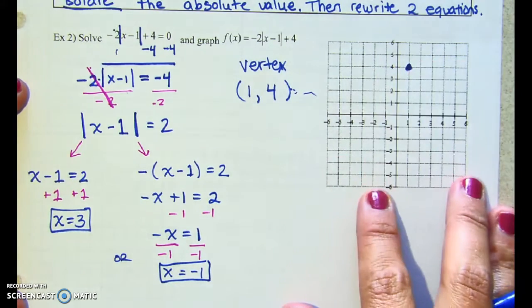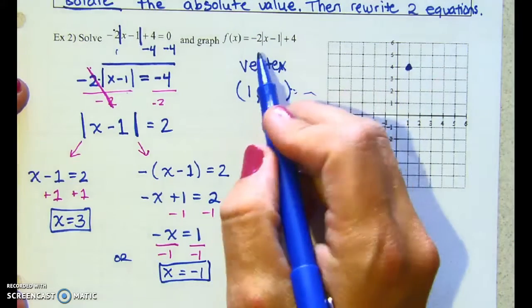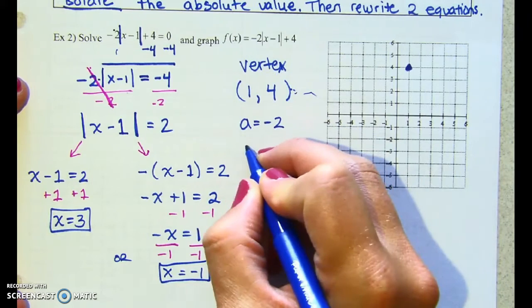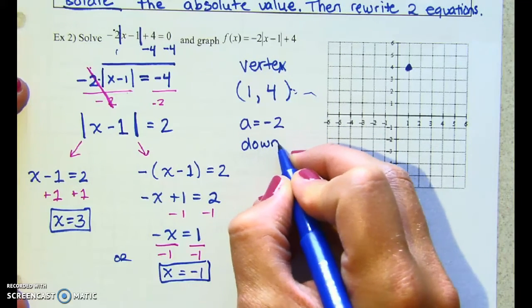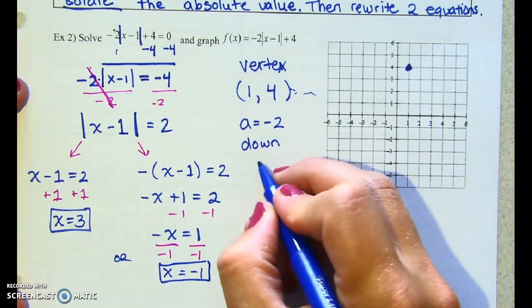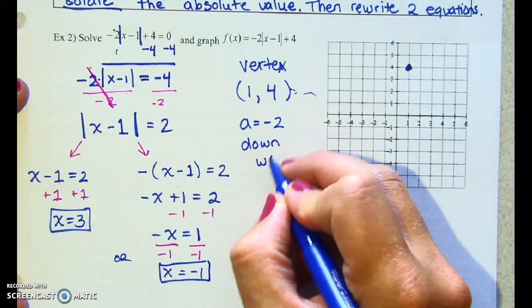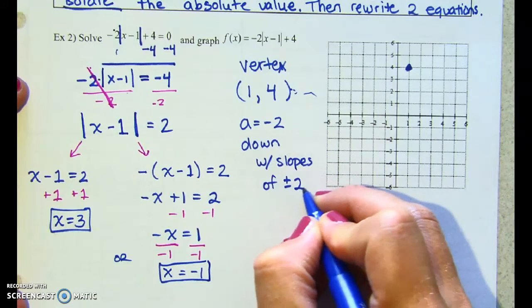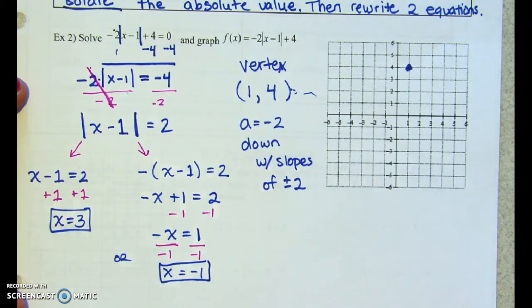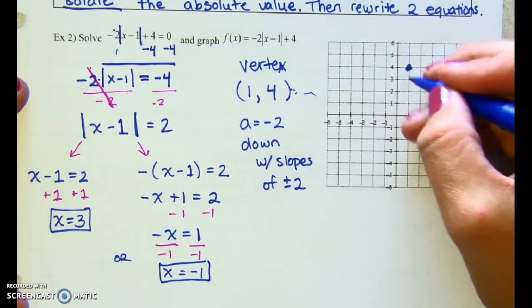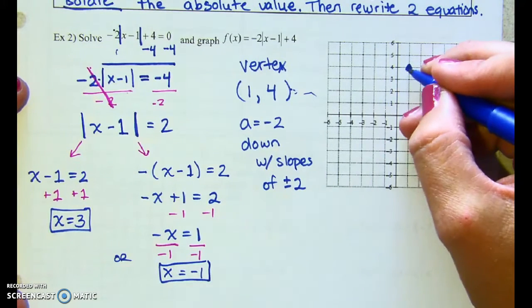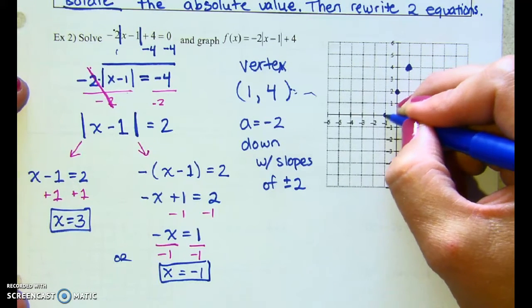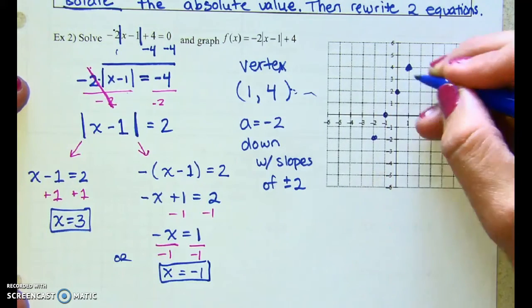Does our graph or function open up or open down? And how can you tell? A equals -2. So it's going to open down, downward facing or concave down. But it's going to be down with slopes of plus or minus 2. So instead of opening up, we're going to open down, but we're going to go down 2 over 1, down 2 over 1, down 2 over 1, like that.